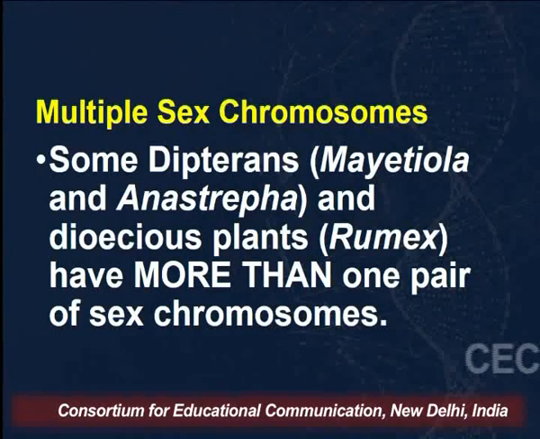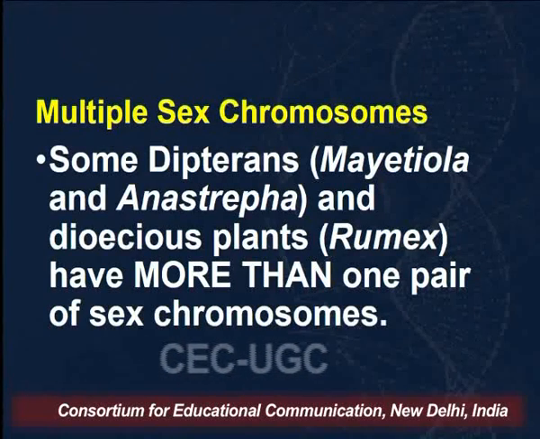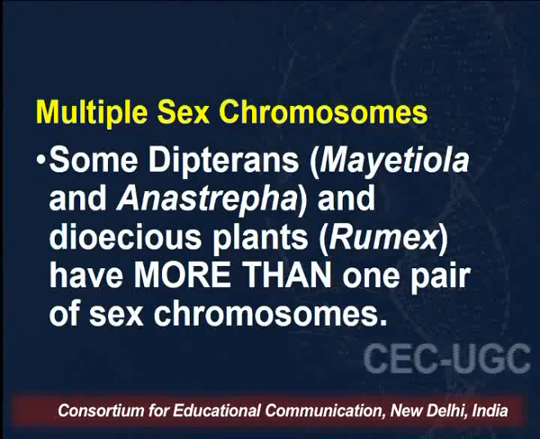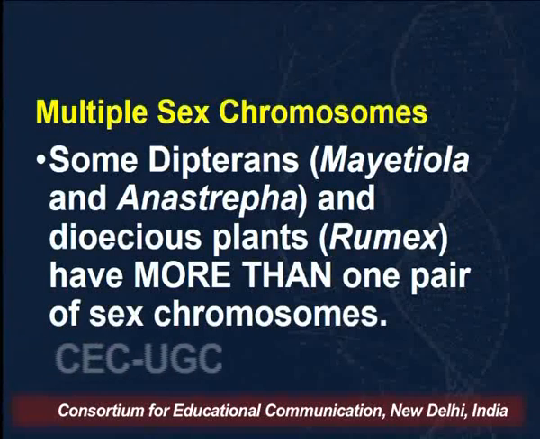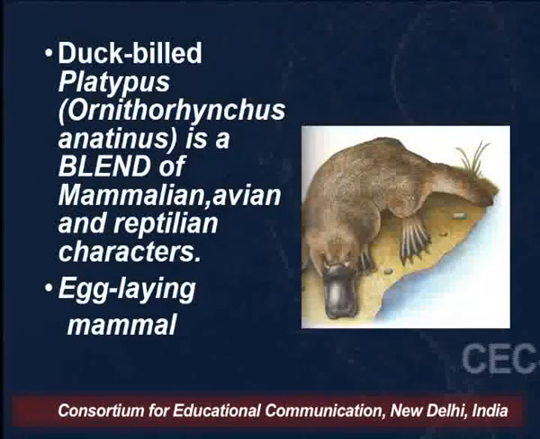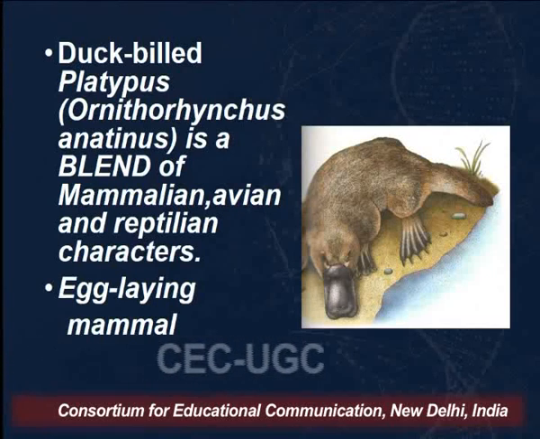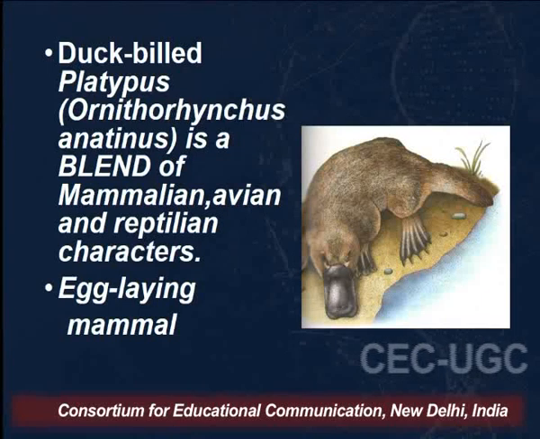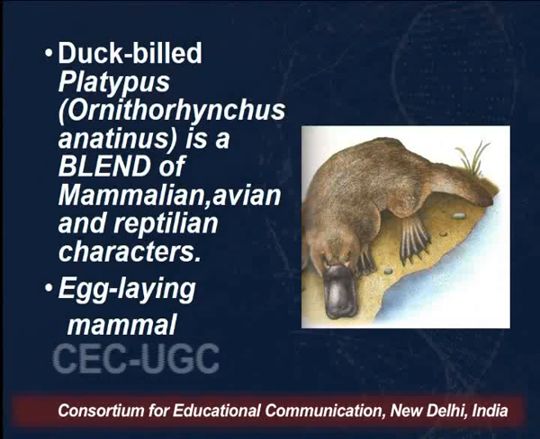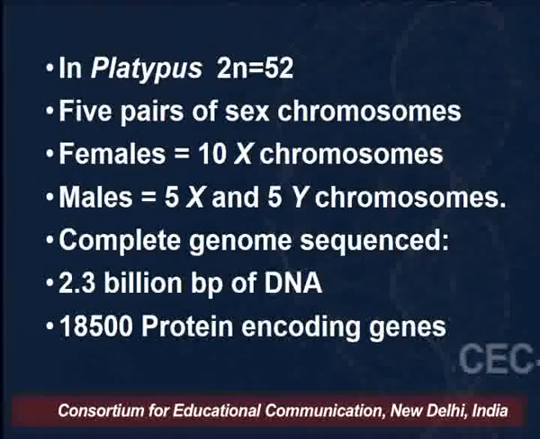There is a case of multiple sex chromosomes, because we were till now talking about only one X or two X or X and Y, but then we find that in some dipteran insects and many dioecious plants, we have more than one pair of sex chromosomes. And a classical example is seen in a duck-billed platypus. You know, Ornithorhynchus is a blend of mammalian, avian, that is bird, and reptilian characters. In fact, it is an egg-laying mammal.